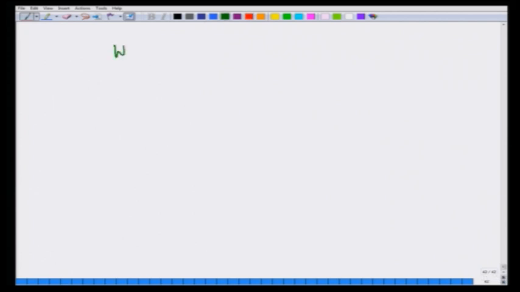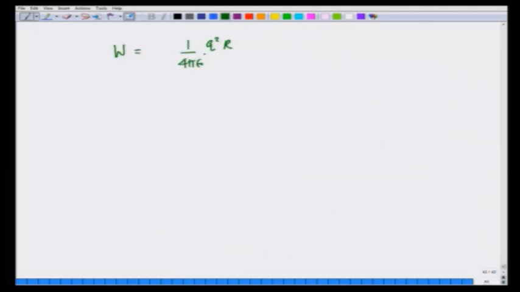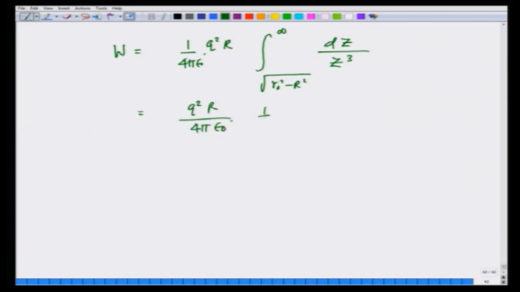and therefore, the work done is going to be equal to 1 over 4 pi epsilon 0 q square r integration square root of r naught square minus r square to infinity dz over z cubed, which upon integration gives me q square r over 4 pi epsilon 0 1 over 2 1 over r naught square minus r square.